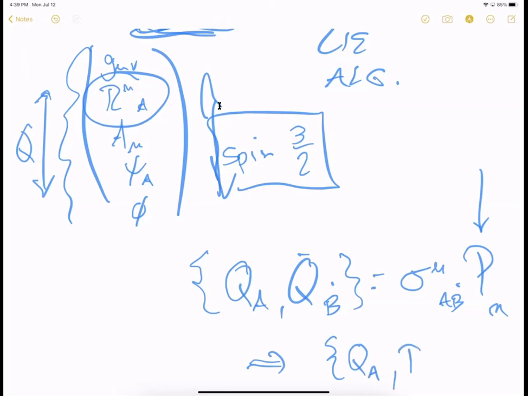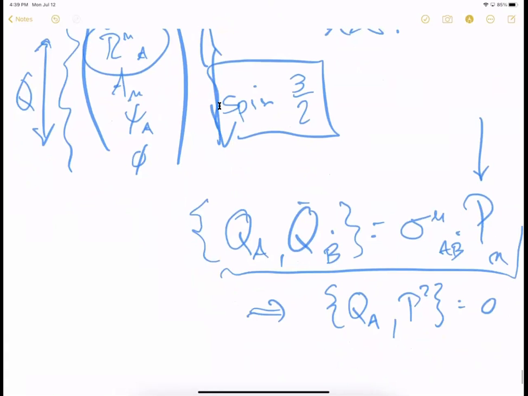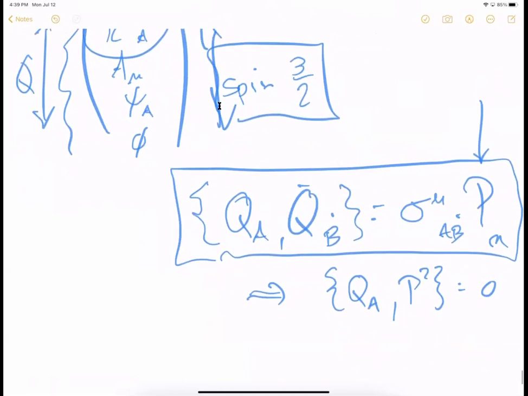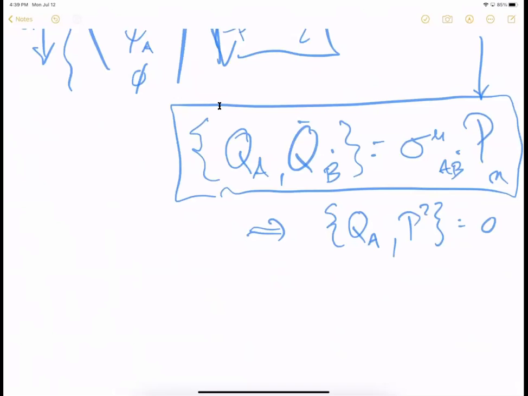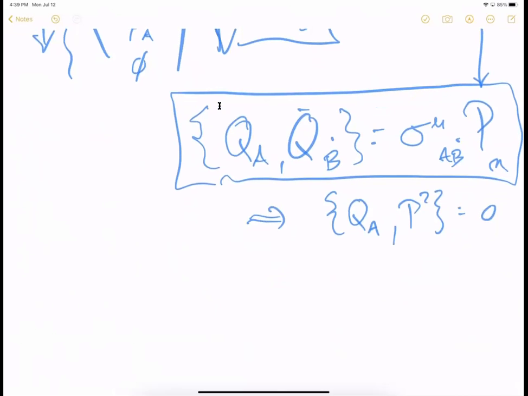commute with p squared. These supersymmetry generators commute with p squared. And I think this comes just out of the Jacobi identity, the super Jacobi identity. You have to be very careful with signs. This stuff's tricky, but don't despair. I know a USU graduate student who actually mastered some of this stuff, so it's not impossible to get.